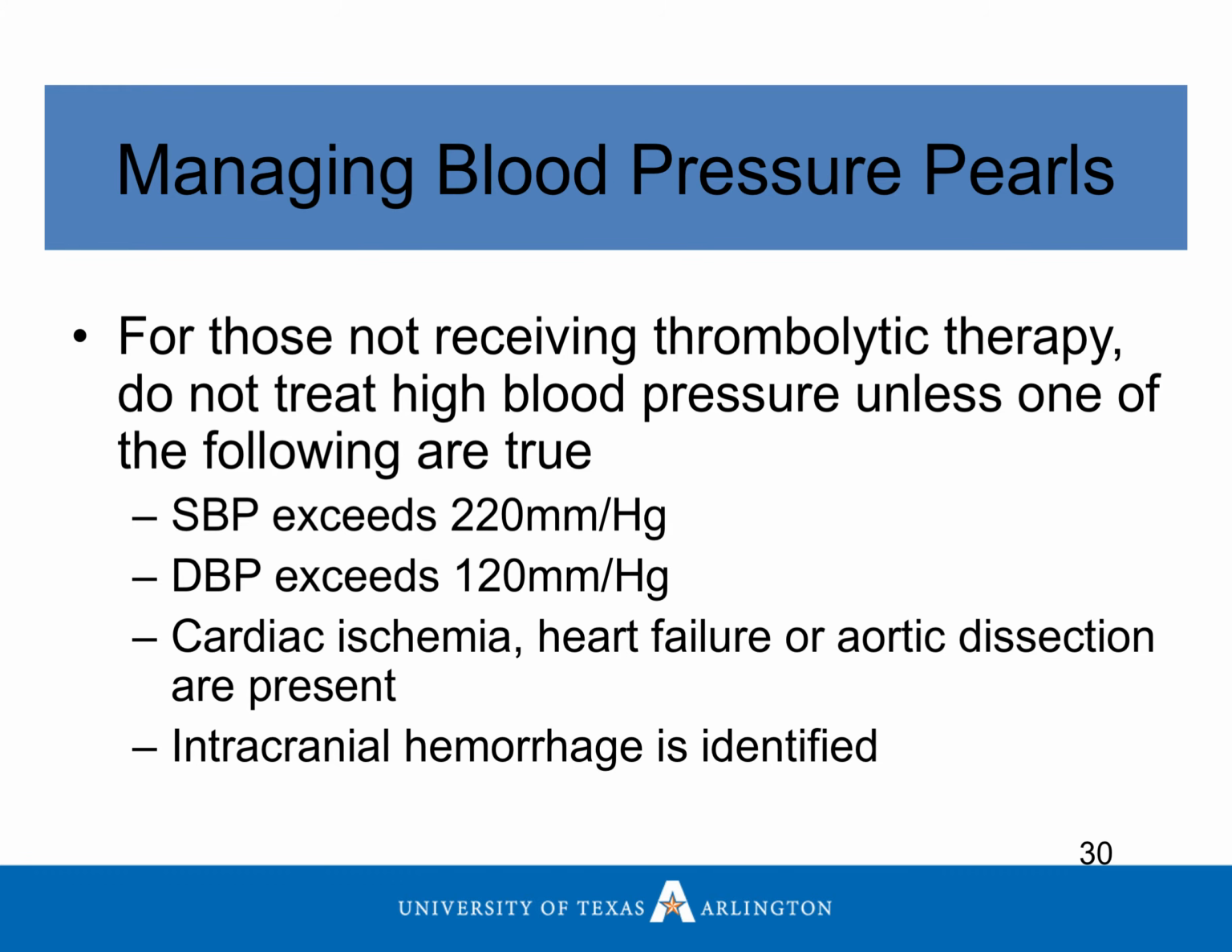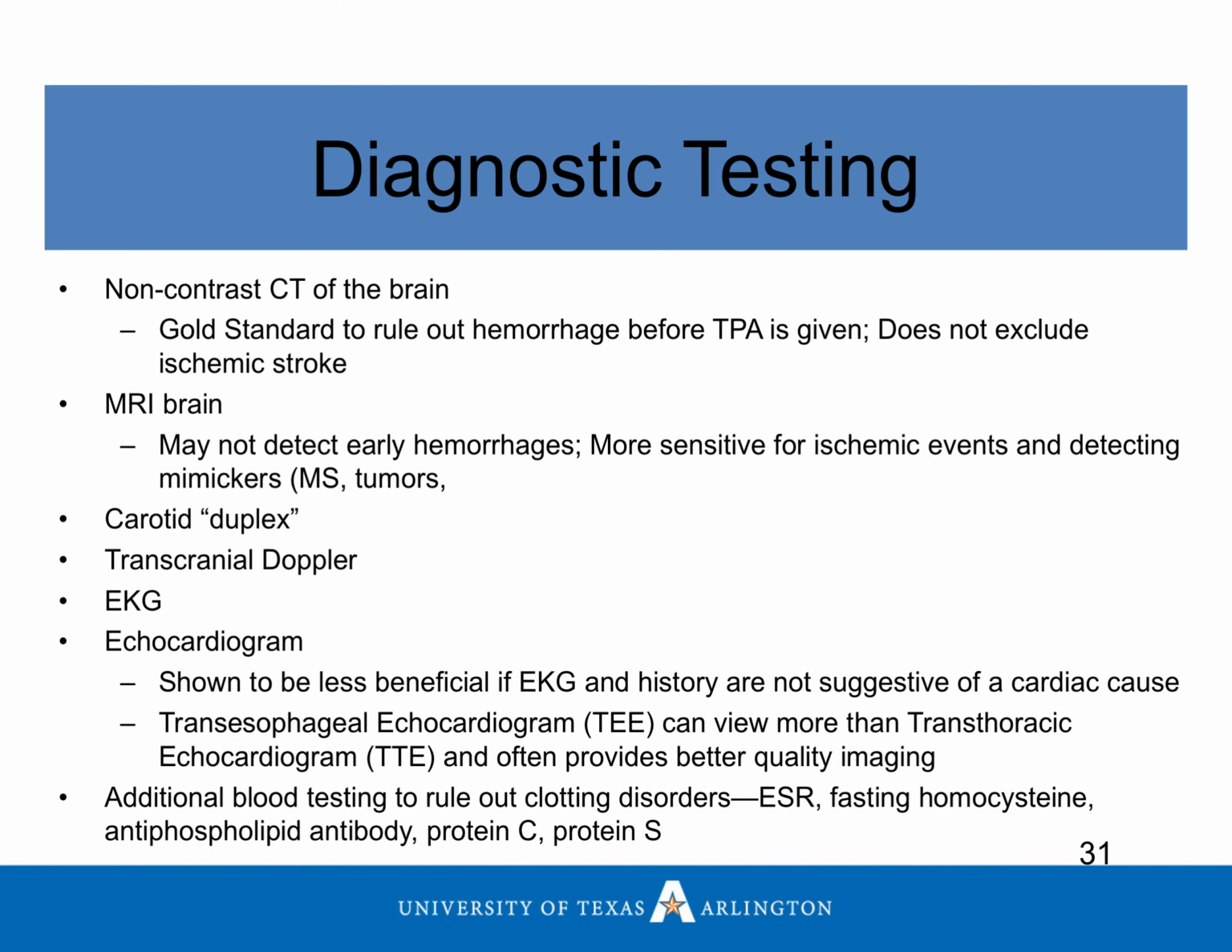But in the event that the patient is not going to get TPA, we allow the blood pressure to be a little bit higher. So, diagnostic testing for individuals who present with stroke-like symptoms. Again, non-contrast CT of the brain is really the gold standard, and that rules out a hemorrhage before TPA is given. And so if you have a normal CT of the brain, that does not mean that you don't have an ischemic stroke, but it means you do not have a hemorrhagic stroke.